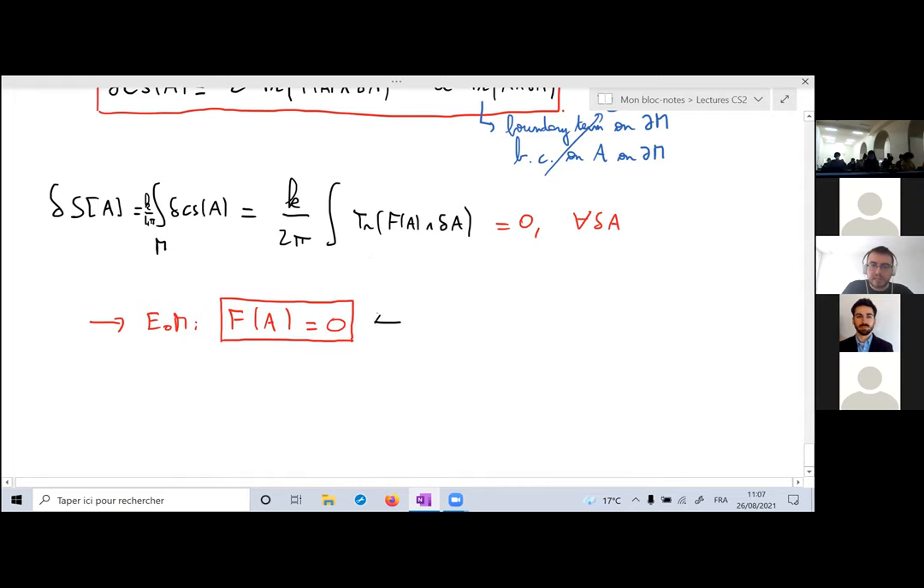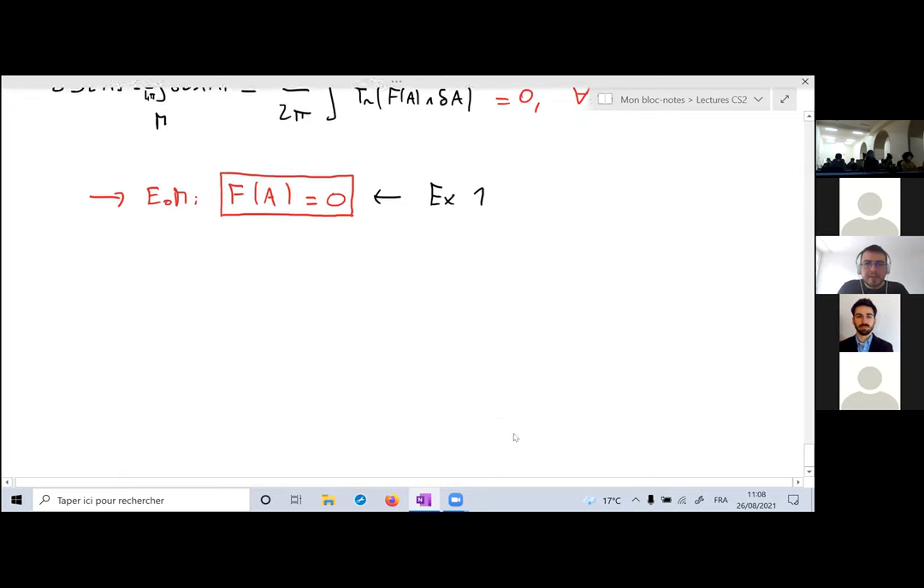Just as an exercise, I think it's exercise one in the notes, I leave it to you to rederive it in components this time. You start with the expression of the action in components and do a variation, you integrate by parts each time you have a ∂_μ acting on the delta A, and you get rid of the boundary, and in the end you recover this. Or, if you want, you could compute directly the Euler-Lagrange equation, and you would directly find that the equation of motion takes this form in components.